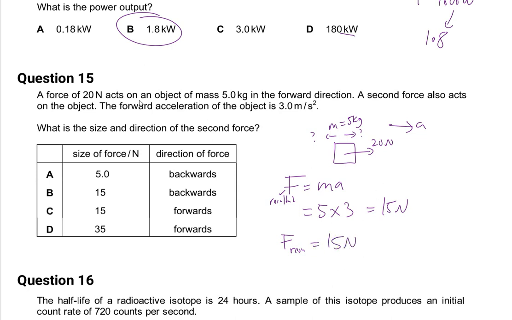Now, the force that's being pushed forward is 20. And how is it that the resultant force is 15? It means that the second force has to be in the opposite direction. So therefore, the opposite force has to be backward. So the resultant force is going to be 20 take away F, which is the force we're looking for. The resultant force is 15, so 20 take away F is 15, so F is going to be 5. Again, if you got this wrong, make sure that you fix it up.